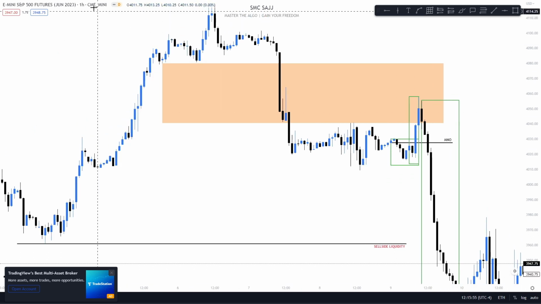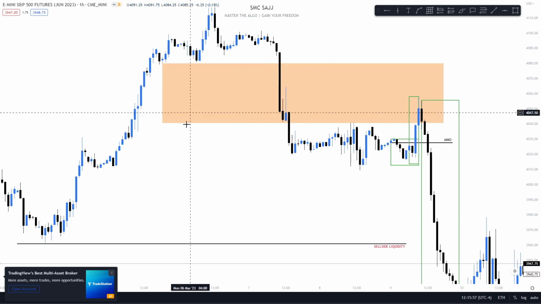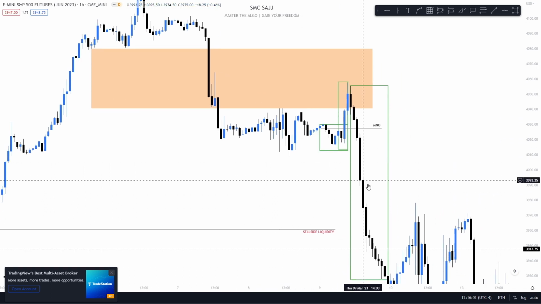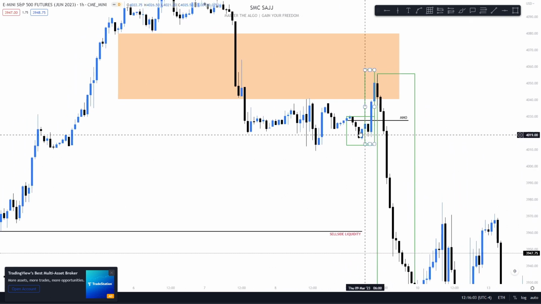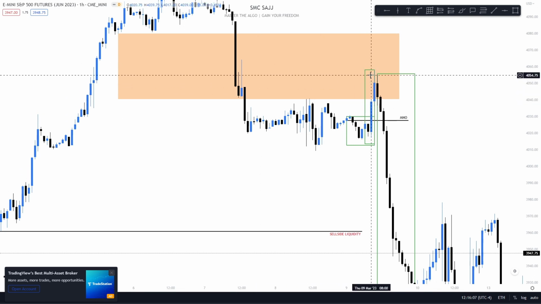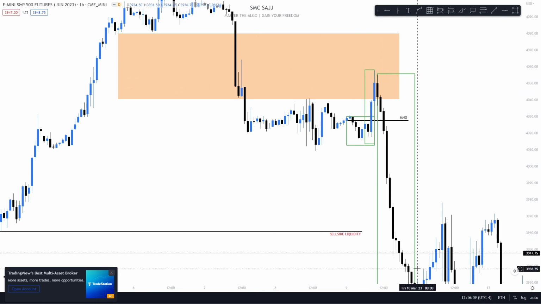Our daily bias, we were bearish. We had a daily fair value gap. We had a swing low we wanted to target. And you can see it all played out with our power of 3. We accumulated. We had a fake move taking buy side into a daily fair value gap and then distributing as a main move to the downside.